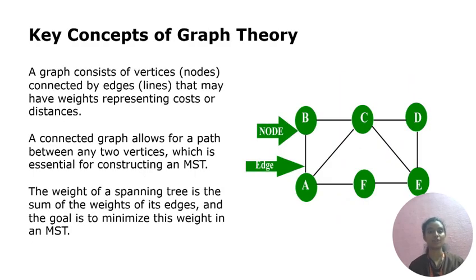The key concepts of graph theory. A graph consists of vertices, which are also known as nodes, connected by edges, which are also called lines, that may have weights representing costs or distances. A connected graph allows for a path between any two vertices, which is essential for constructing a minimal spanning tree. The weight of a spanning tree is the sum of the weights of its edges, and the goal is to minimize this weight in a minimal spanning tree.